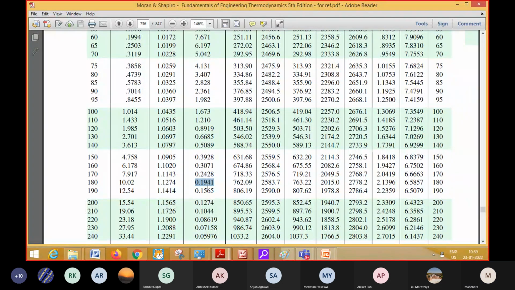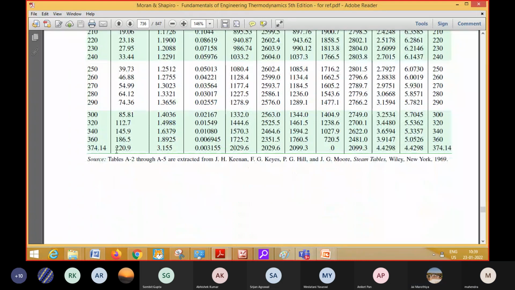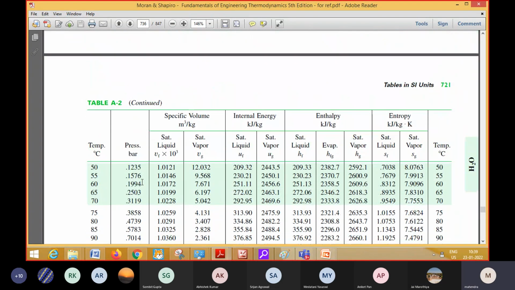Fine. Shall I move to the next problem? Can you please scroll this table so I can see the top list of which things are given? Yeah, up to the critical point it is given, 220. This is table number 2.